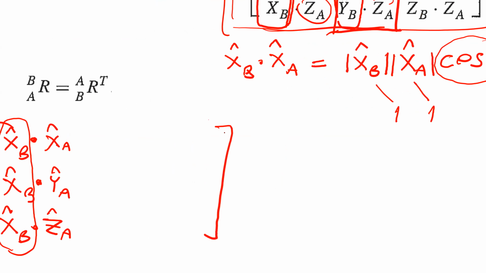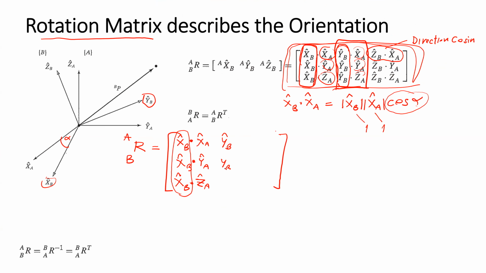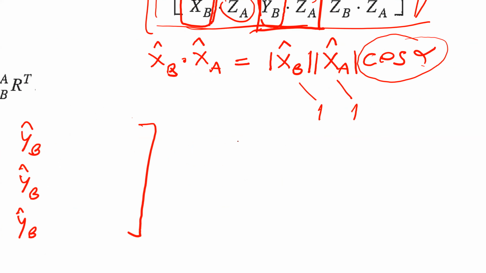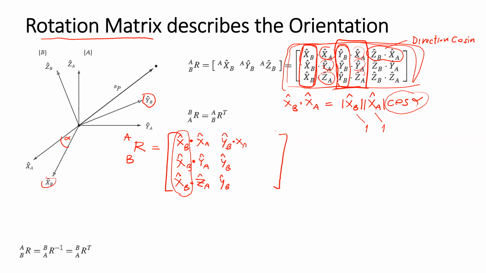YB. How does YB make the angle with the x of frame A? How does YB make the angle with the y of frame A, and with the z of frame A?